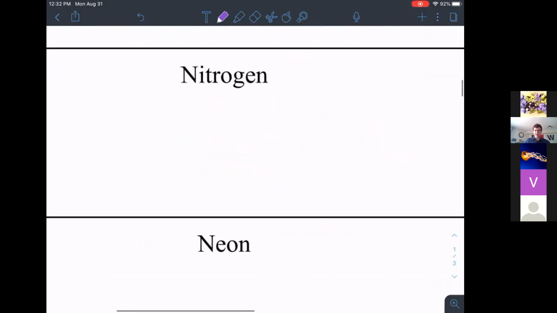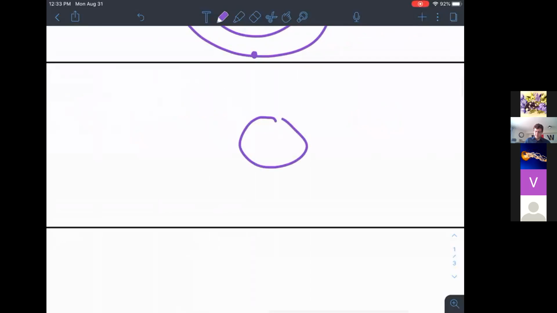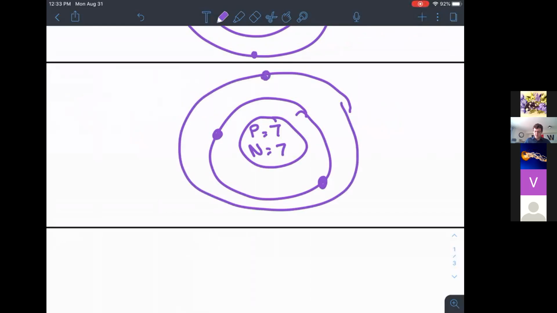We had nitrogen. Nitrogen has 7 protons, 7 neutrons, and 7 electrons. So again, just like carbon and beryllium, we have protons and neutrons in our nucleus, 7 of each. Drew our first orbital and added 2 electrons. Once that orbital was done, we added a second orbital and added 5 more electrons.